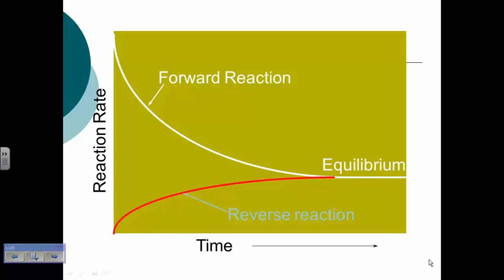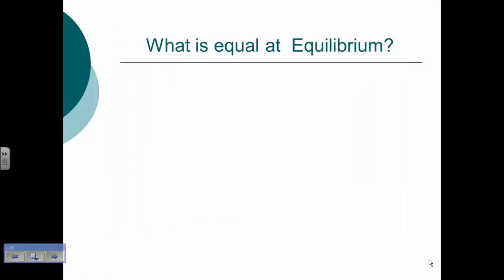There is no reverse reaction at time 0, but given enough time to accumulate more and more product, we start to see the reverse reaction take off. Notice that an eventual flat line is achieved, and that indeed is the state of equilibrium. So what is equal at equilibrium? Well, the rates are equal. Kinetics, how fast the reactions are occurring.